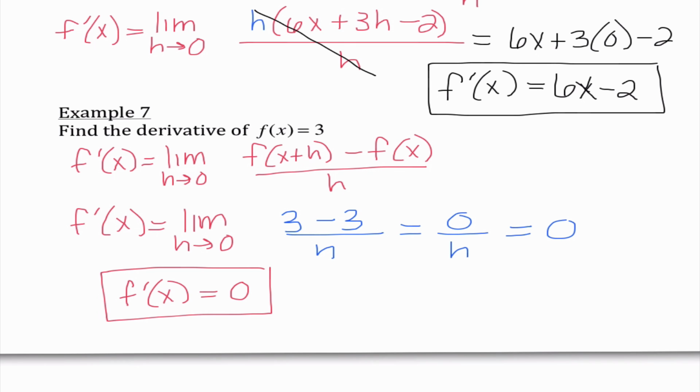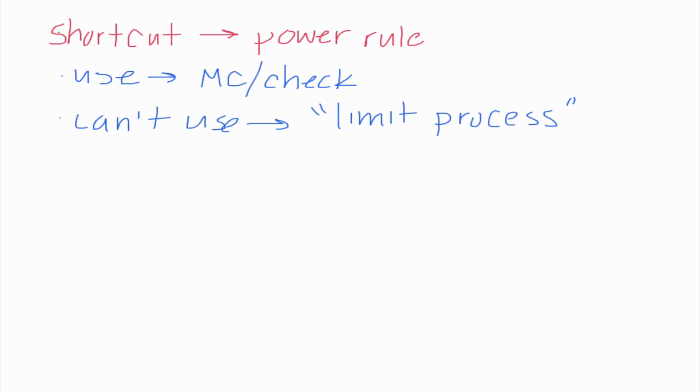So now we've gone through all of our examples. I'm actually going to show us a quick shortcut that we can use to check our answers. We can't always use it to find our answers, but we can always use it to check our answers. Okay, so as I said, I want to show you guys a little shortcut, and this is something that we can use to check our answers, or if it's multiple choice, and it's something that we call the power rule. So just to recap here, we can use it if it's multiple choice or just to check. When we really cannot use it is when it uses the term the limit process.